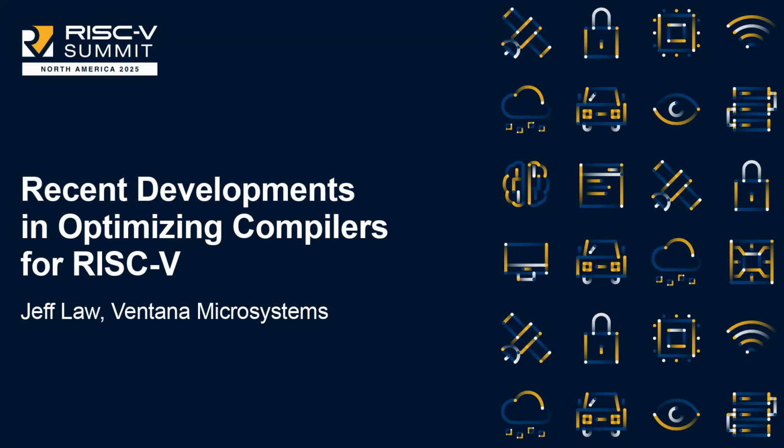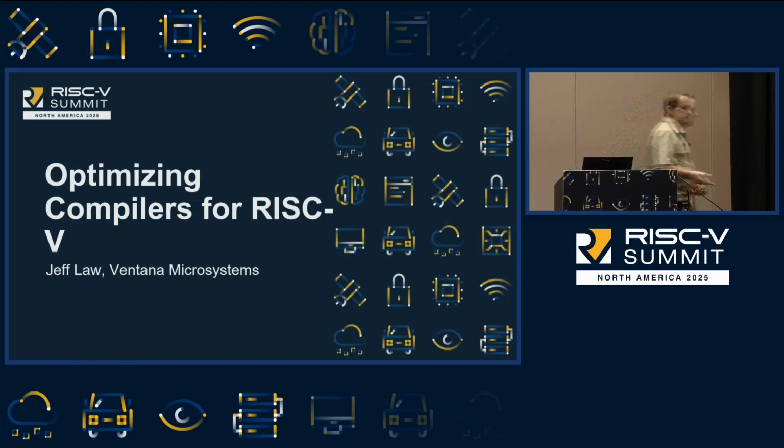All right, so I'm Jeff Law, VP of Software for Ventana Microsystems. Don't let the VP fool you. I actually write code for a living. I look at assembly code for a living.